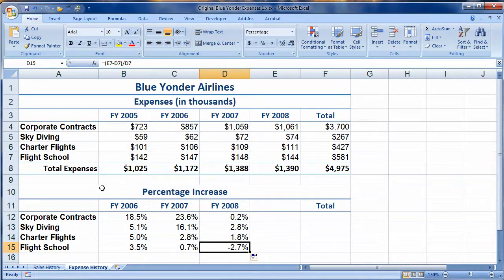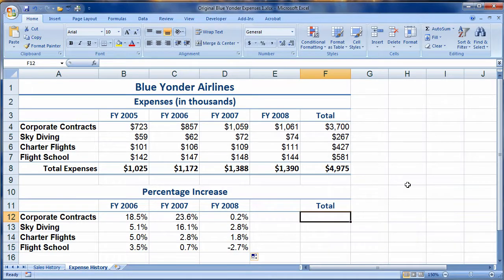So flight school, before I even look up in the function bar and sort of cheat, I know that this should be E7 minus, let's see, this is the year, so it should be E7 minus D7 divided by D7. I look up here, the formula is correct.